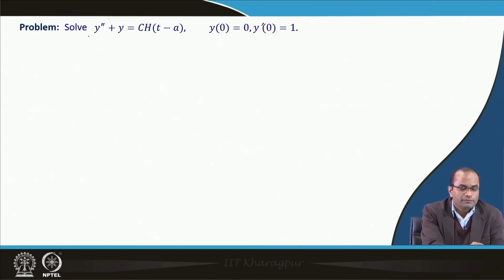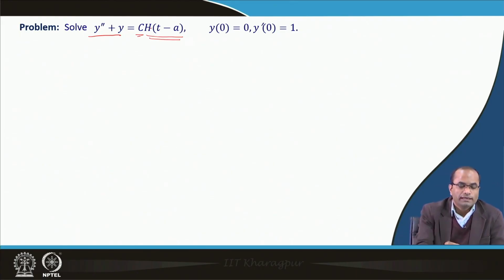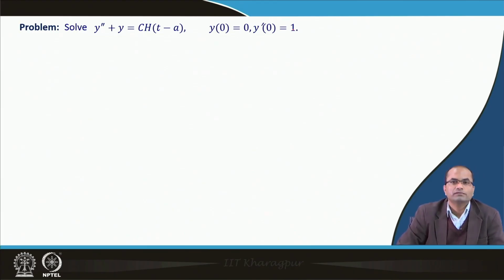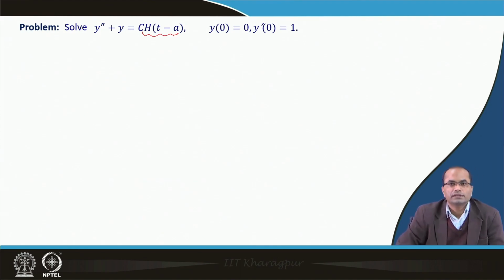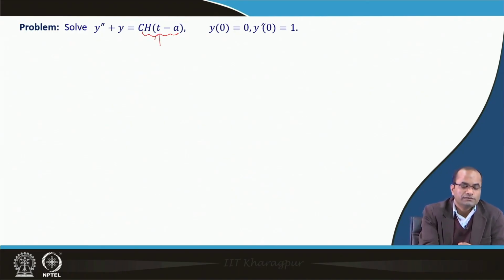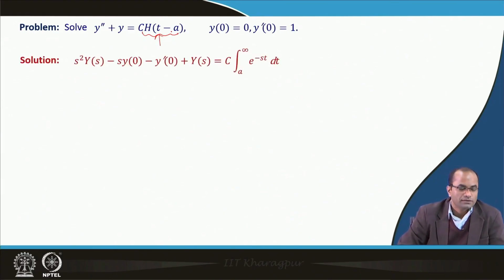So, here we have y double prime plus y is equal to c, some constant, times the Heaviside function h(t minus a). So, it takes the value 1 when t is greater than or equal to a, otherwise 0, and then we have initial conditions, and this is indeed a very good application of the Laplace transform, because this is a discontinuous function sitting at the right hand side. Dealing with this directly by some other means would be difficult, but here since we know the Laplace transform of the Heaviside function, it can easily be handled.